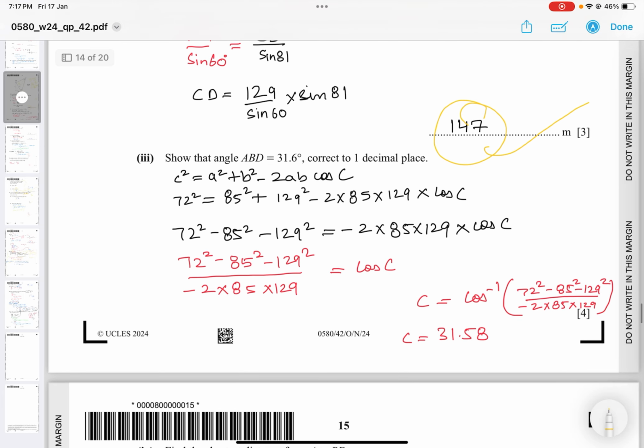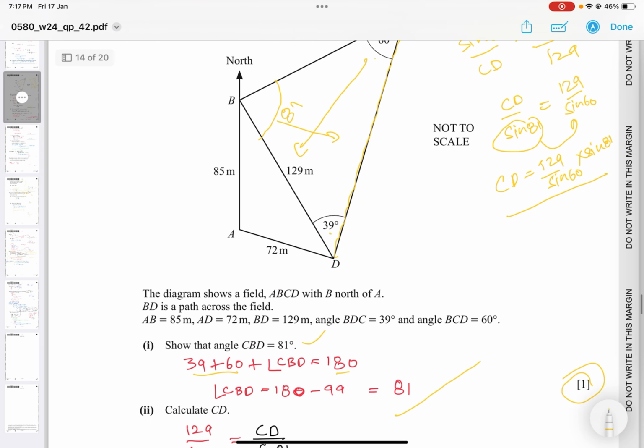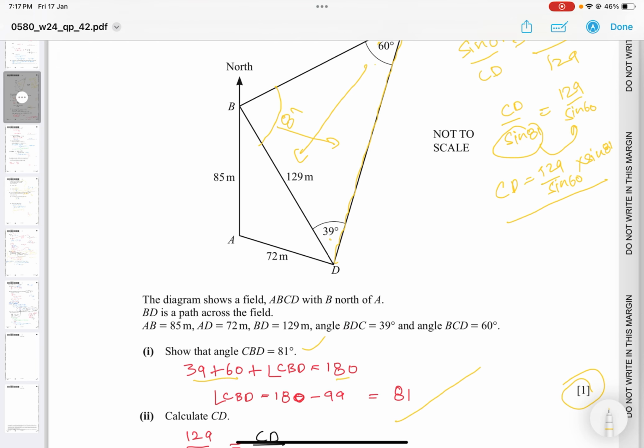All right. Now, show that angle ABD is 31.6. Now, listen. Where is our ABD? ABD is over here. This is our ABD. Now we know this side, we know this side. Yes or no? We have to calculate the angle. We know this side as well. We will use a cosine rule.